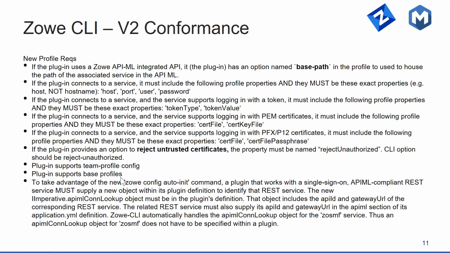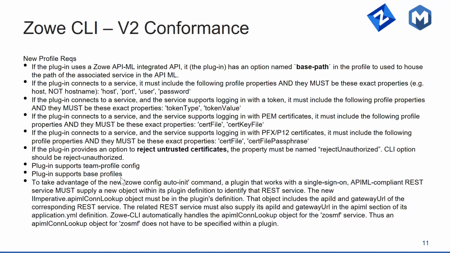With the seamless transition. Plugin supports base profiles. I believe if your plugin doesn't support base profiles today, this is what enabled single sign-on for CLI plugins through the API mediation layer, because it's where your token type and token value are generally stored. Folks also use this to do what's achieved with nested profiles in the new team config, but they were able to share, like, it's the fallback profile.